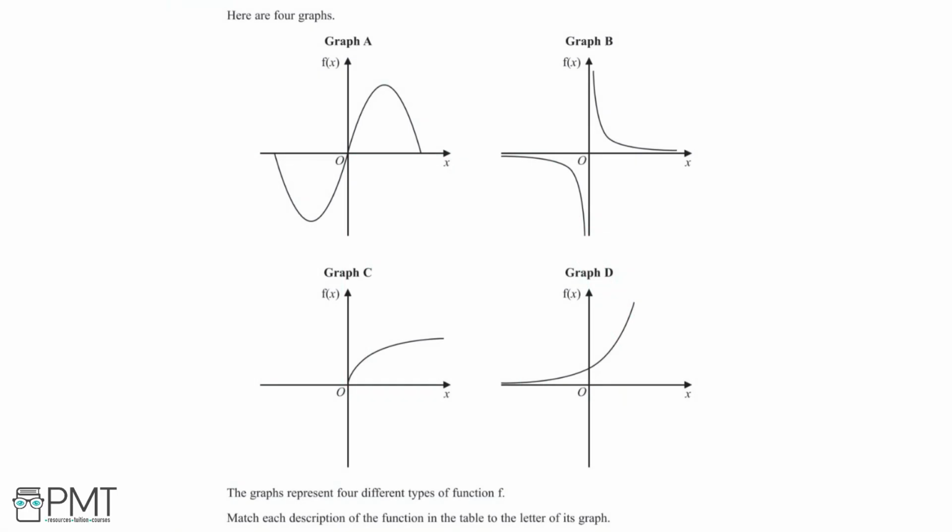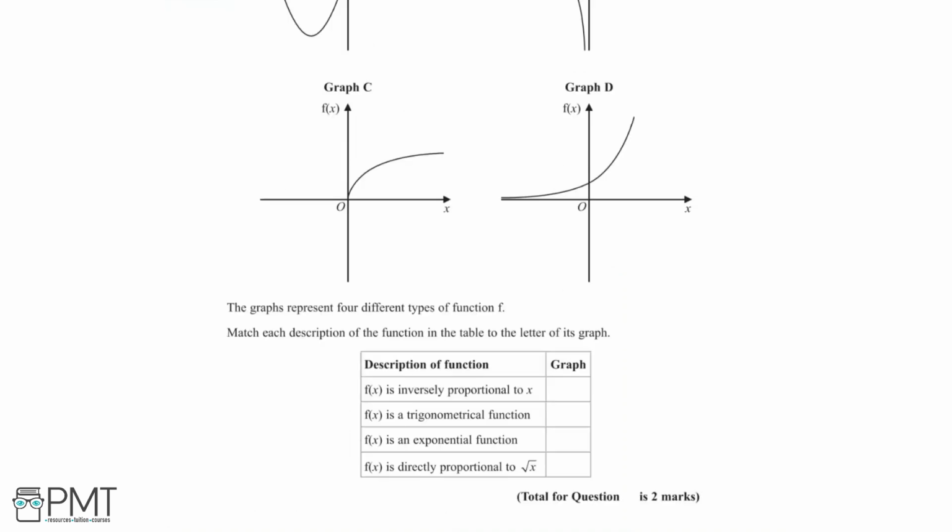In this question, we're given 4 graphs. We have graph A, graph B, graph C, and graph D. Now the graphs represent 4 different types of the function f, and we need to match each description of the function in the table to the letter of its graph.